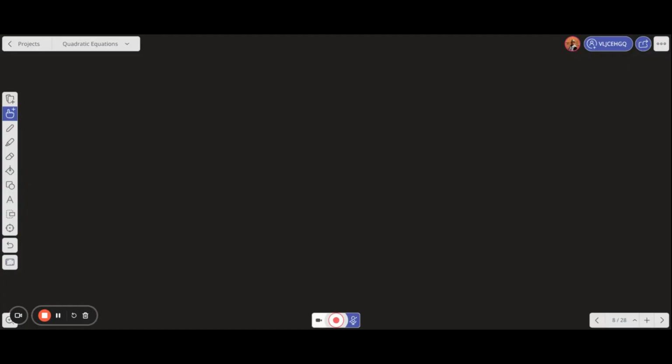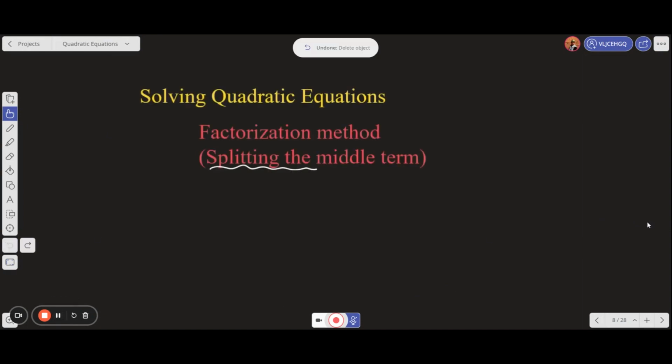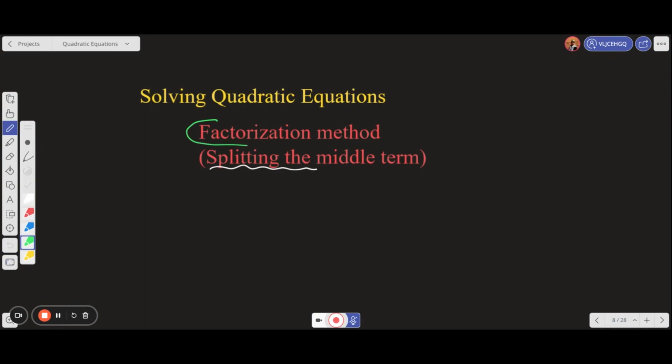Guys, in today's video I am going to explain about solving quadratic functions. So in this one, factorization method we'll be using. First of all, let's learn what is the meaning of factorization.